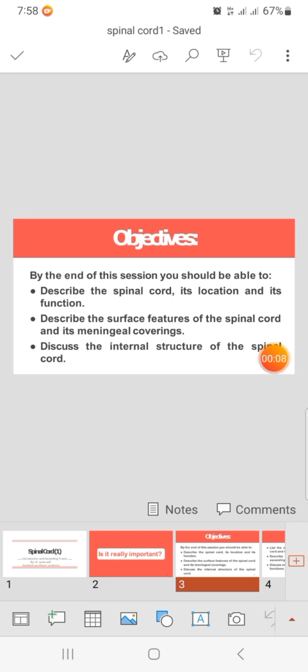By the end of the session, you should be able to describe the spinal cord, its location and its function, describe the surface features of the spinal cord and its meningeal coverings, and discuss the internal structure of the spinal cord.